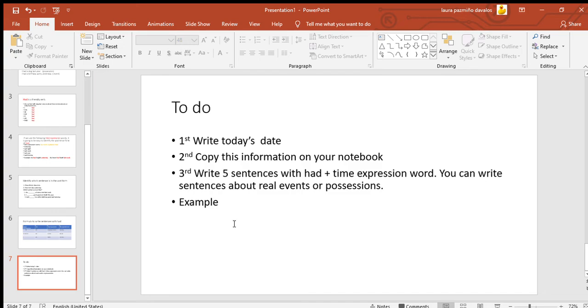For example, a real event is, in my case, I had a Jeep last year. I had work last week. Or I had classes last week. So you can be creative and write good sentences.